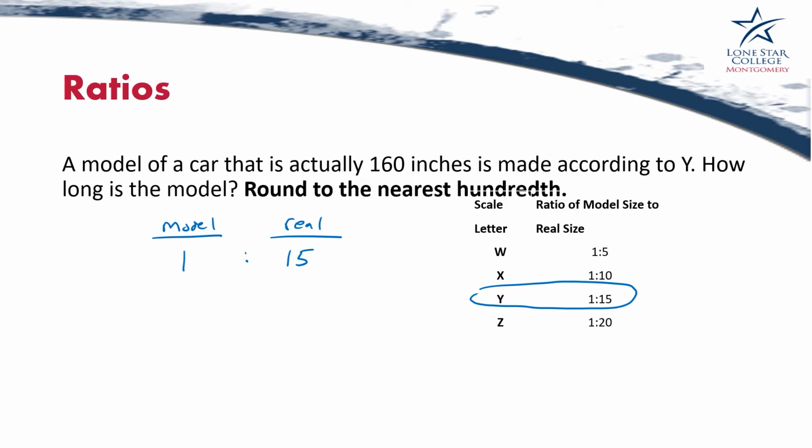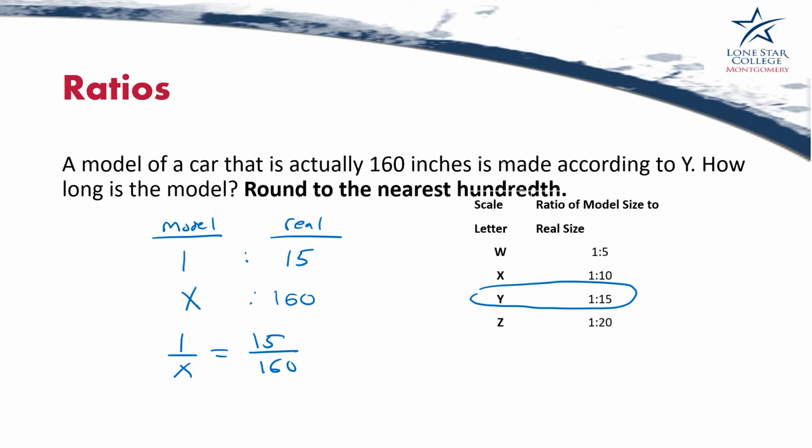That means in real life, it's 160 inches. So you have to put it in this right column here. And it's asking how long the model would be. So that means X inches. So if we set up a ratio, 1 over X is equal to 15 over 160.